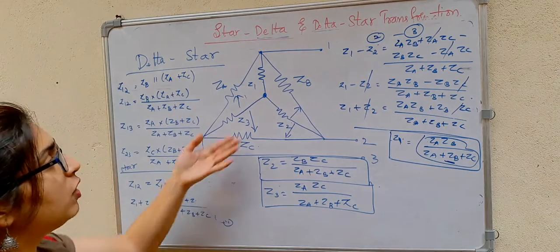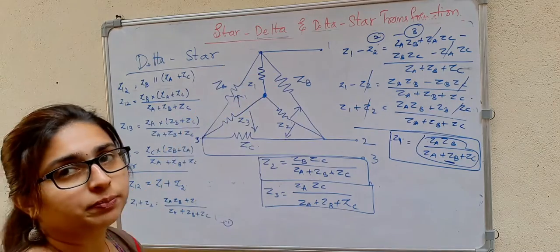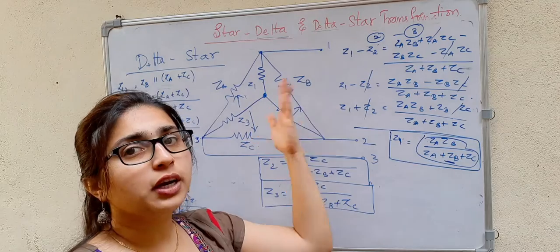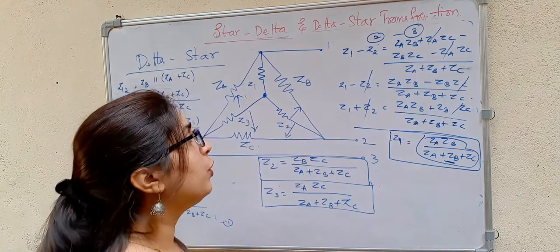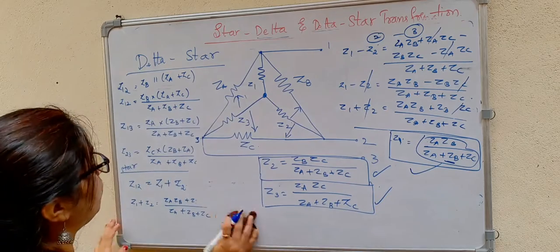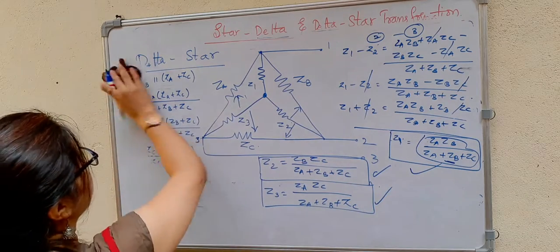Now we have to convert star to delta. Now all the impedances of the star will be known, and we have to convert them into delta. How are we going to convert it? Using this, we will convert.